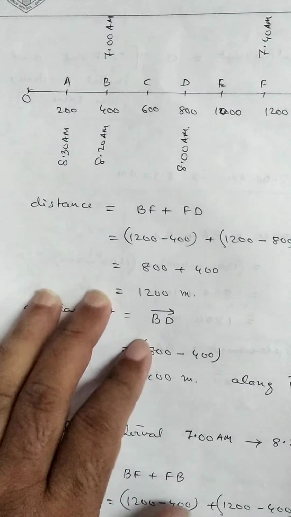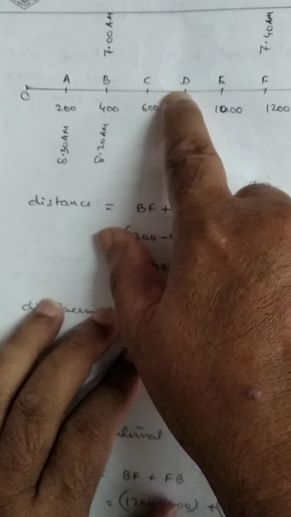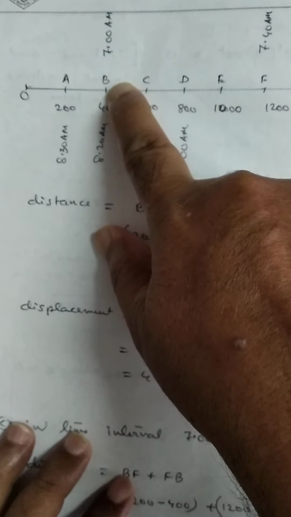But what is displacement? Displacement is equal to BD. It is the straight line joining, the shortest distance joining initial to final position.